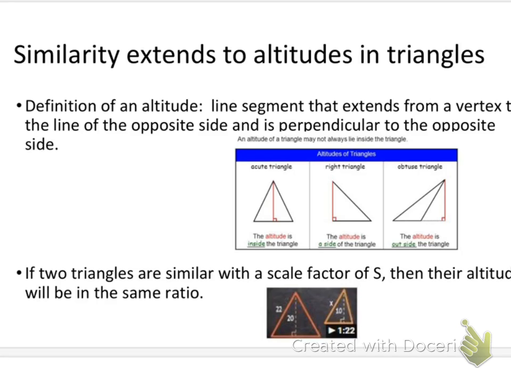Okay, in this slide, we extend the thought of similarity onto altitudes, and I've cut off a little bit, but I hope we can still talk about it. I think we can still read it. So it says definition of an altitude.